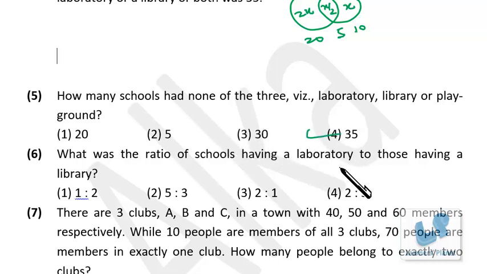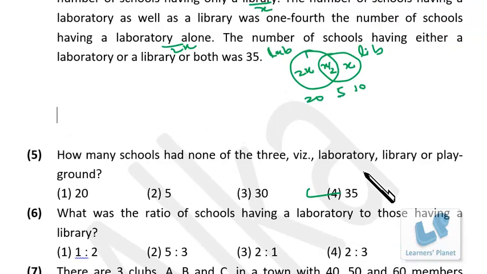What is the ratio of schools having a laboratory to those having a library? So in this question, you just have to be careful that while we are asking about having laboratory, that means the complete circle of laboratory must be included. So that is 2x plus x by 2, that is 5x by 2, and here it is 2 plus 1, 3x by 2. So 5 is to 3. Only laboratory is 2x, but laboratory is 2x plus x by 2. Only library is x, but a library is x plus x by 2. Okay?